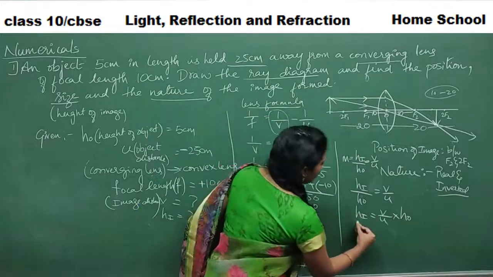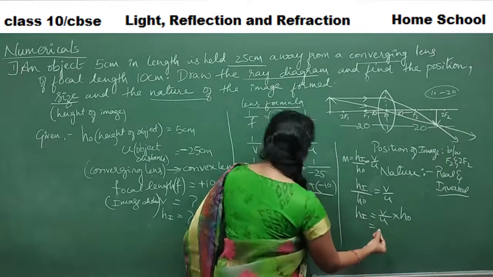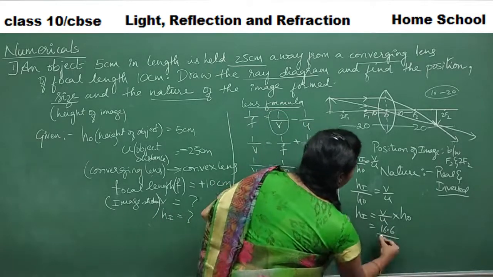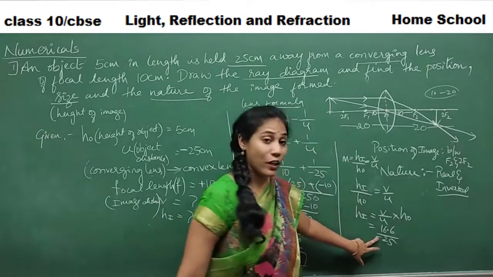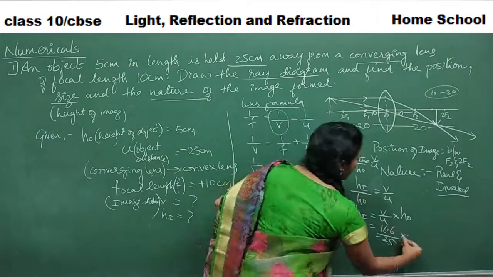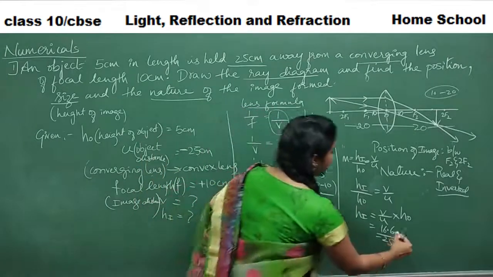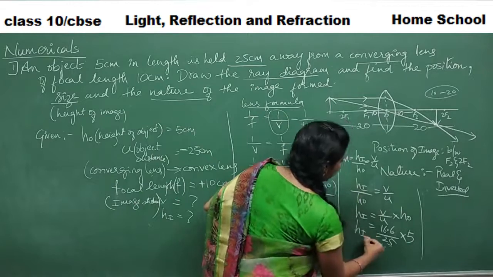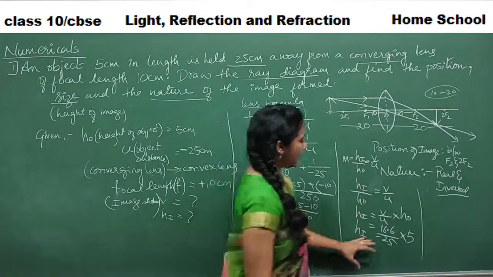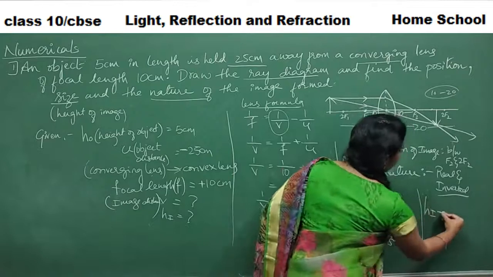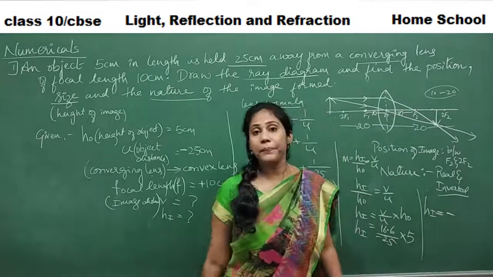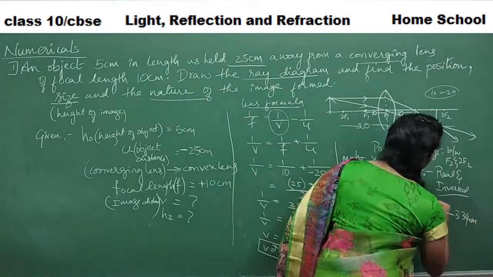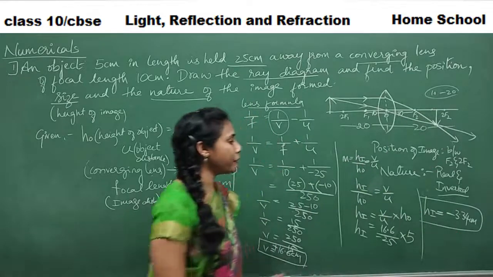Okay, substitute the values. V value is how much? Just now we got to know 16.6. U value is how much? Minus 25. Don't forget to take the sign along. It's minus 25 into height of the object, which is 5 centimeter. So how much is the answer you will get? Height of the image, approximately you will get the answer with a minus sign, right? So you will get approximately minus 3.34 centimeter.